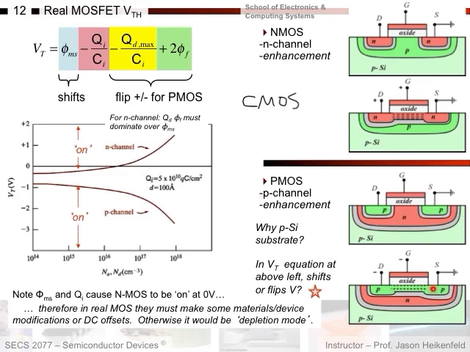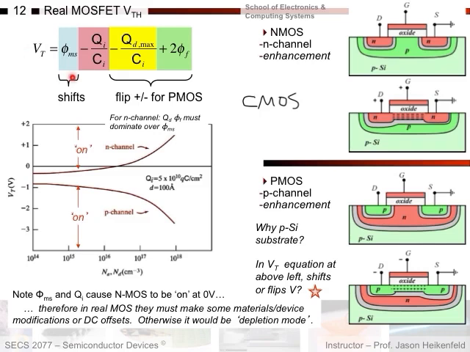Okay? So, key question then is, for our threshold voltage for PMOS, how does switching the doping level here from P-type to N-type affect my threshold voltage equation? Does it shift or flip my voltage or nothing? Well, here's my threshold voltage equation. The term out here shifts, okay?